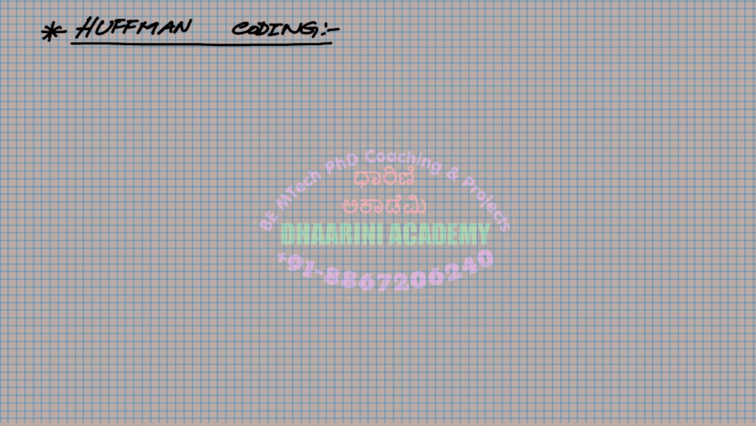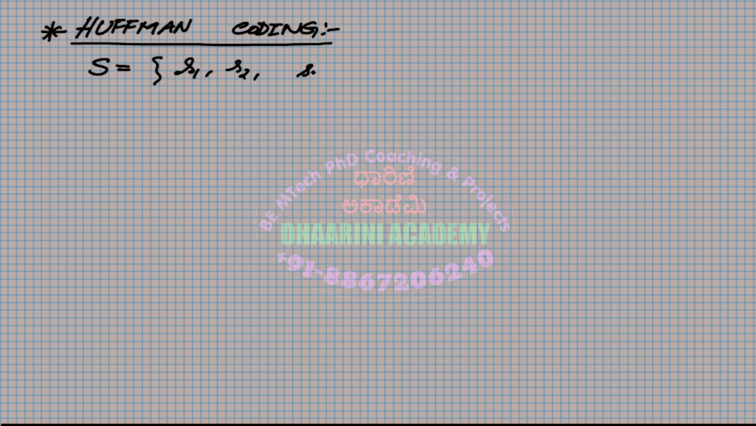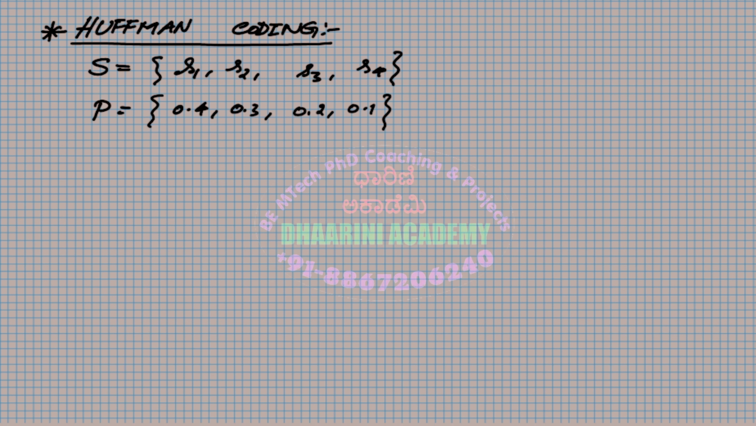Let us say there will be a set of symbols given. Symbols could be S1, S2, S3, and S4 mostly, and the probabilities will also be given, maybe 0.4, 0.3, 0.2, 0.1. The default condition is that you will write it in descending order always. If it is not given, you need to convert it into the format which assigns the descending order. So start with the source symbol.